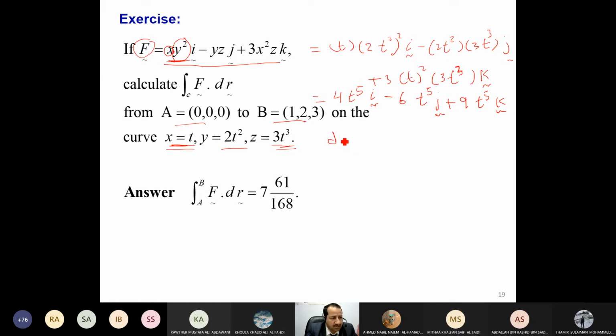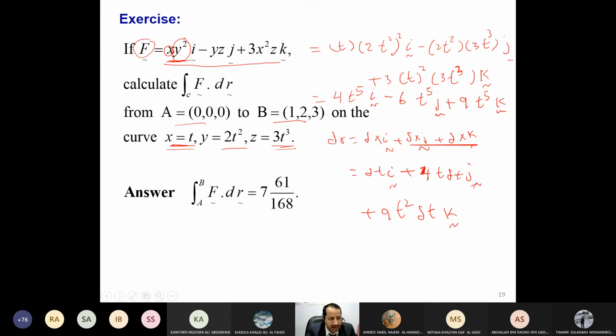Now I come to dr. You know, dr is dx i plus dy j plus dz k, right? Now I will come to x. x is t, so it will be only dt i, plus y is 2t squared, it will be 4t dt j, plus k. z is 3t to the power 3, it will be 9t squared dt k.